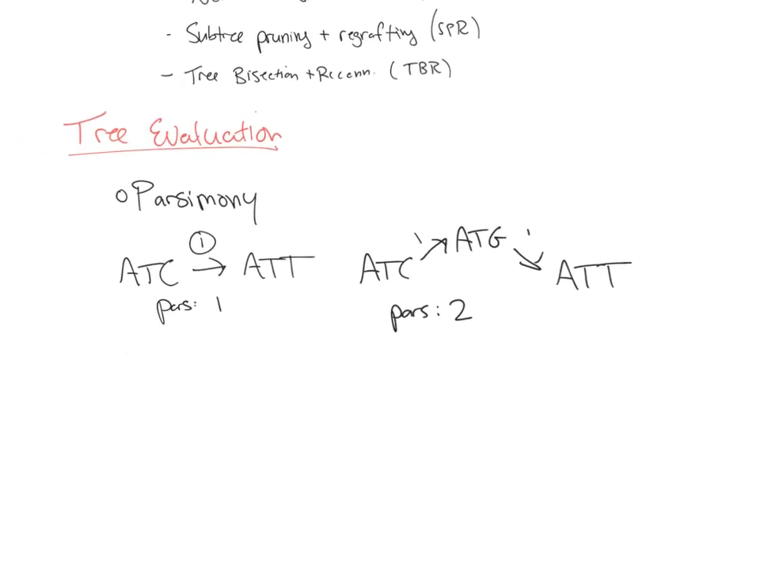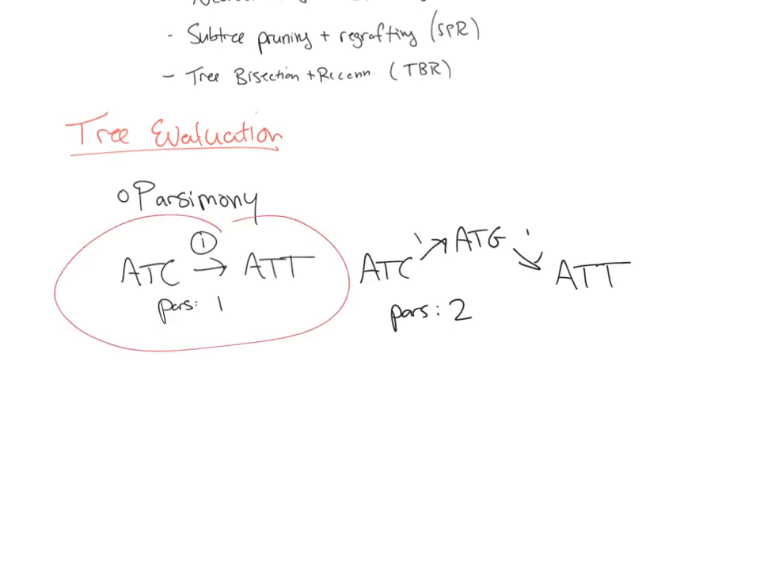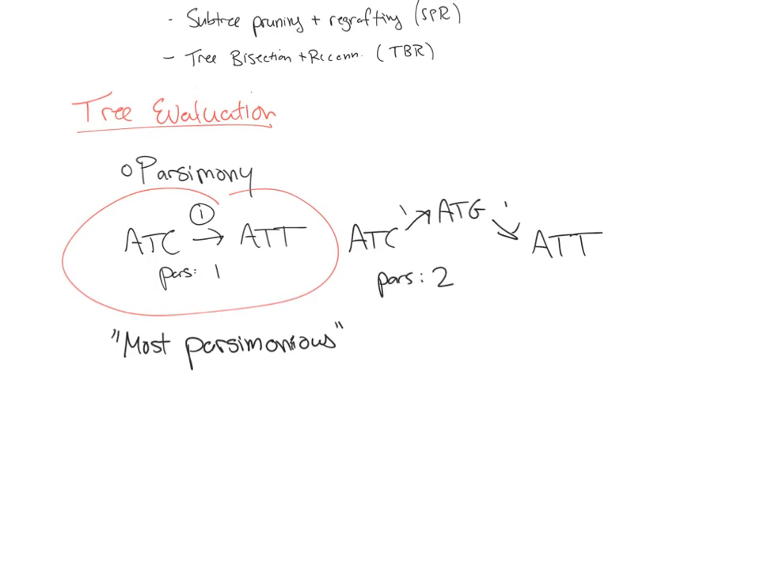So here we would say, which of these trees is better? Well, tree 1 is better because it is the most parsimonious. Not sure if I spelled that right. So the method that uses this is called maximum parsimony. Maximum parsimony is the one that has the least mutations. Yeah, that's kind of confusing, right? You have more parsimony if you have fewer mutations.